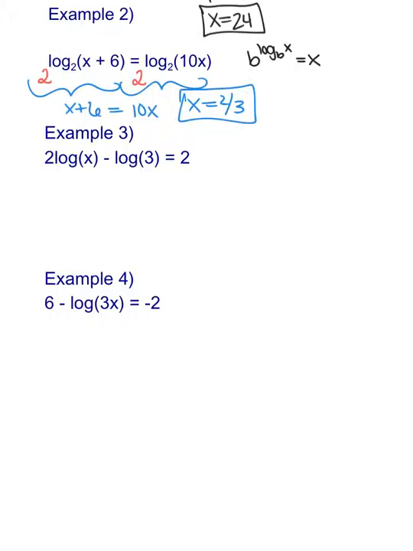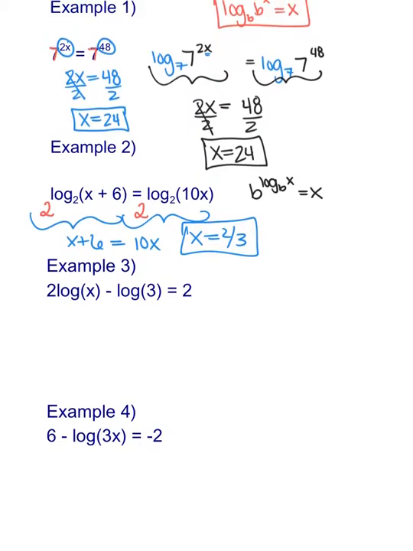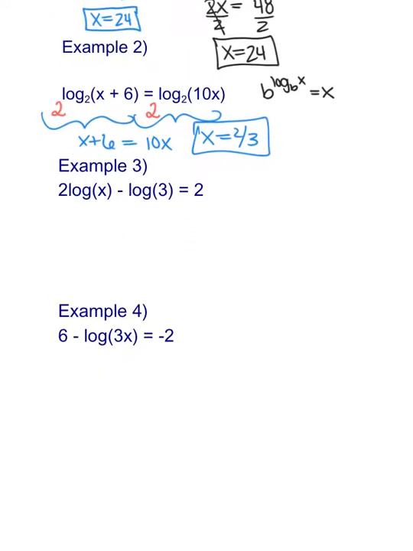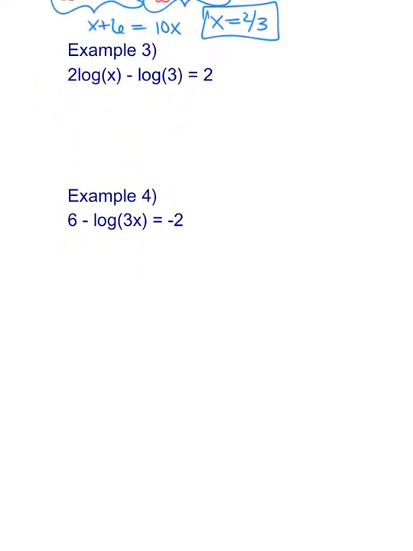So in these first 2 examples, these are really basic exponential and logarithmic equations where you have the same bases on each side. Now what we're going to do is get a little more complicated. Let's look here. I've got 2 times log of x minus log of 3 is equal to 2. And I've got to solve for x. The whole goal is to get this x by itself.